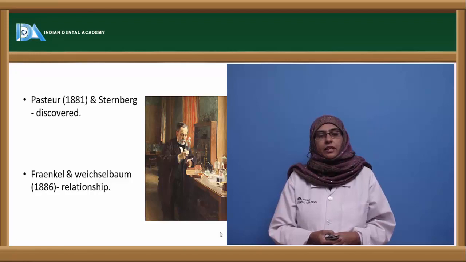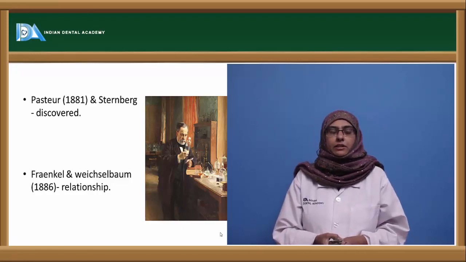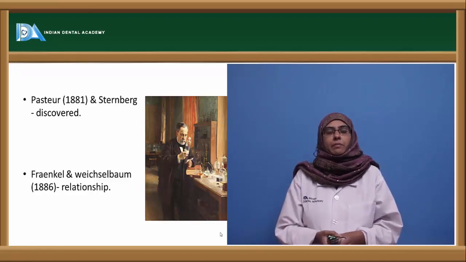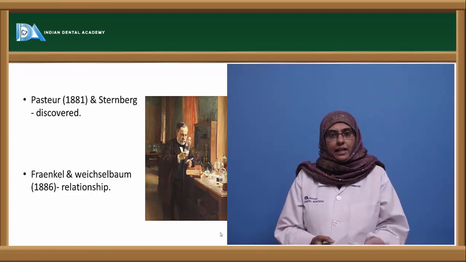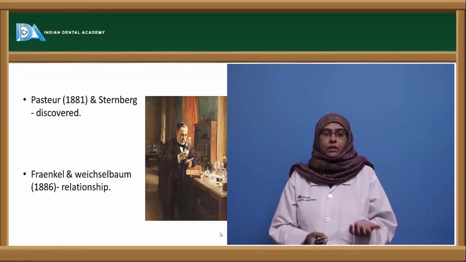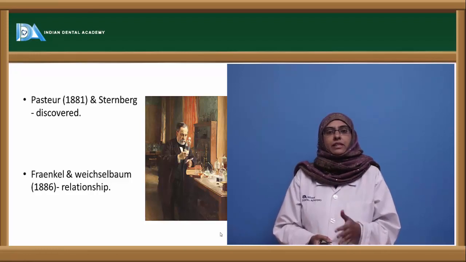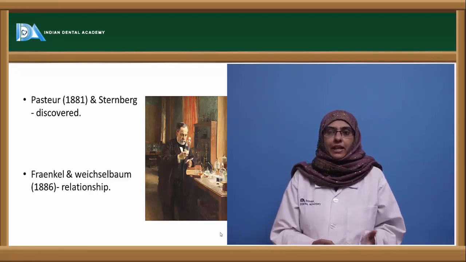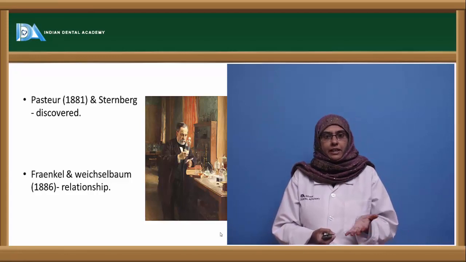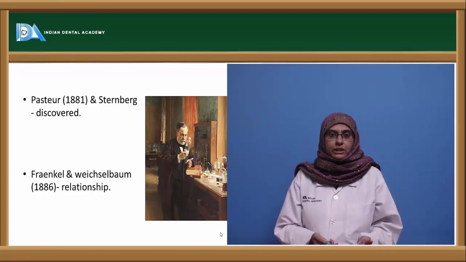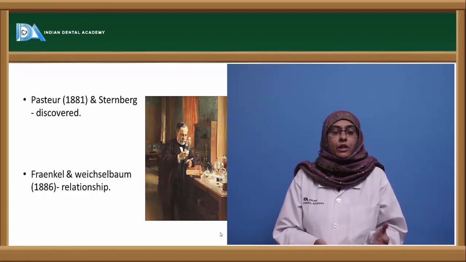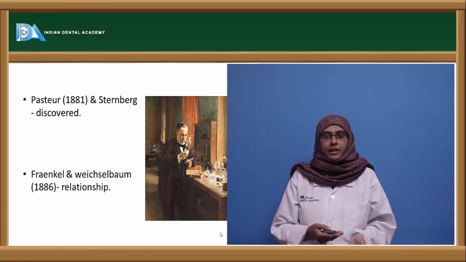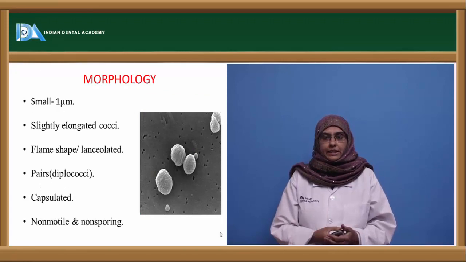Now coming to the history, this particular organism, the pneumococcus, was discovered by Pasteur and Sternberg in 1881 independently, and the relationship of this organism with pneumonia was established by two scientists, Frankel and Weichselbaum, in 1886. That is, the pathogenesis of this organism is usually associated with the polysaccharide capsule. So this was demonstrated by Frankel and Weichselbaum in 1886.